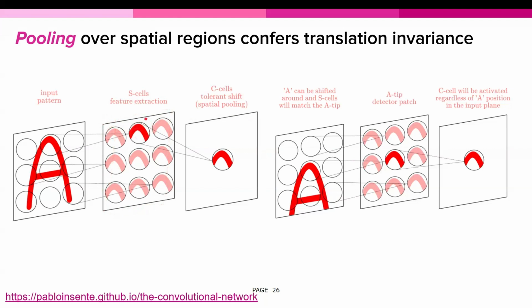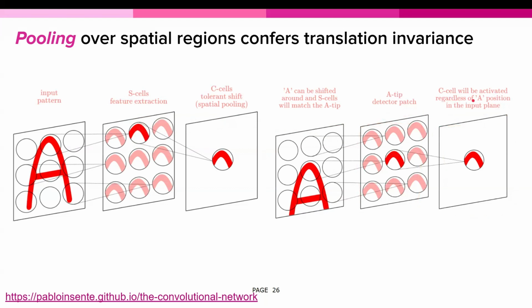Each of these S cells is looking for a tip of an A, but it's watching for it in a different part of the field of view. What this means is that if the A were to shift slightly in position, so if it were to shift down, then it would activate a different S cell. So now this one in the middle would be activated instead of this one at the top. But the output of the C cell would be the same because it's aggregating over this entire neighborhood.